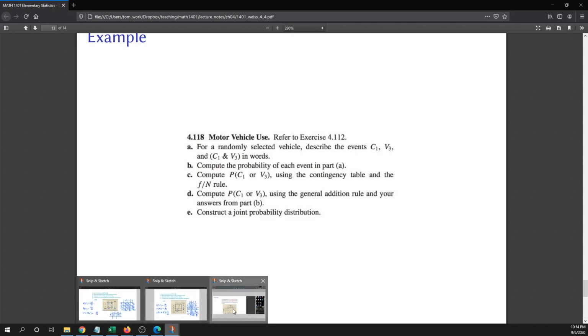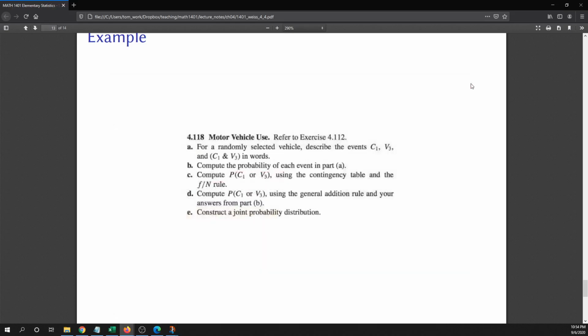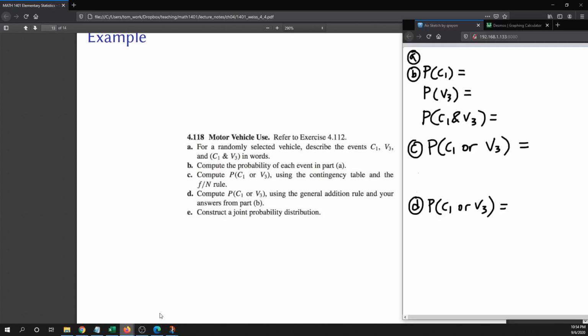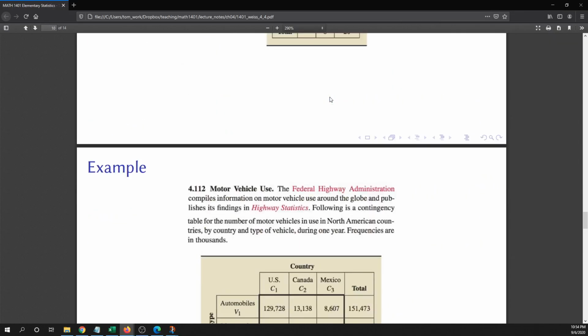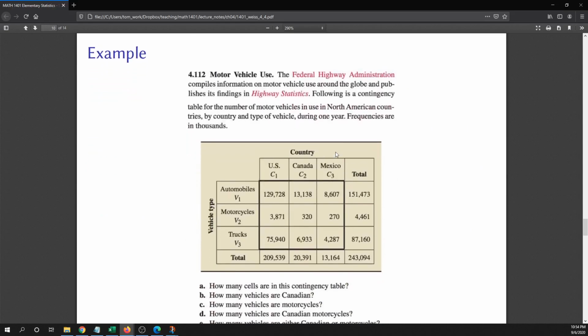Let's see, we want this right here. Okay, so I'm going to go back to where the data is, and here's the data for that problem.